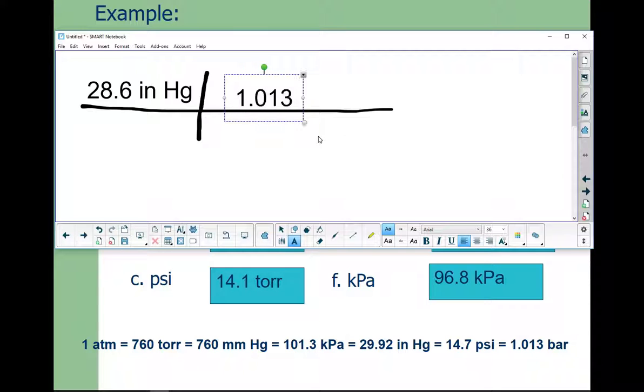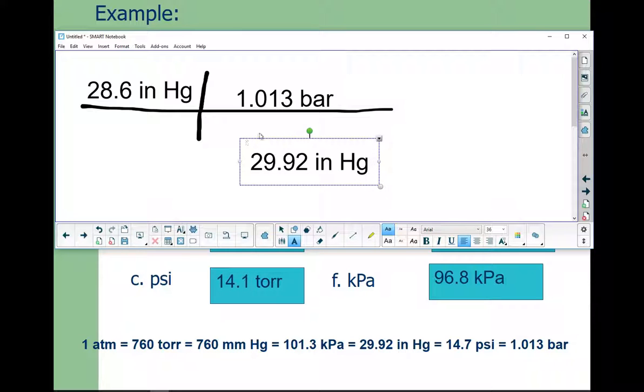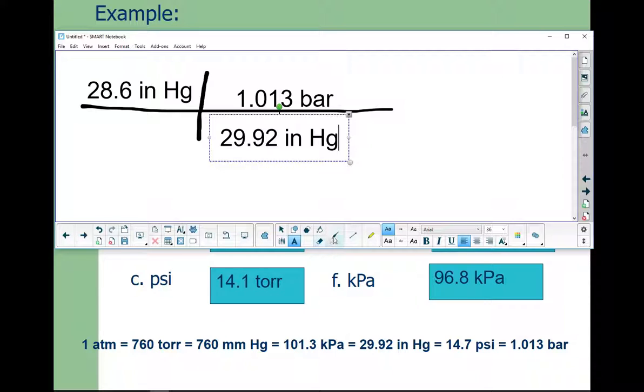So I put 1.013 bar on top. What I'm trying to get rid of is Hg, so I look here and there's 760 millimeters, but I need inches. So it's 29.92 inches mercury, and that goes on the bottom. At that point, I can cross out inches mercury with inches mercury. Then I just multiply this by this, divide by this, and I've got bar. Does anybody need me to set up another one? It's just a conversion factor. I'm using all of these to put the one I want to get rid of on the bottom, and the one I want to go to on the top.